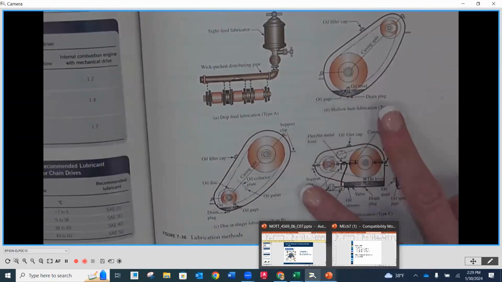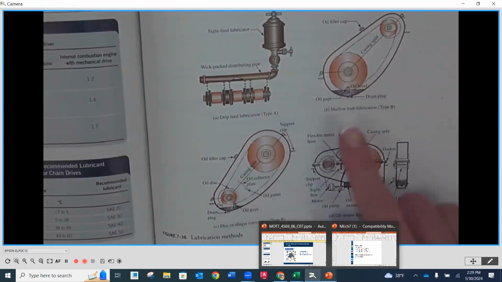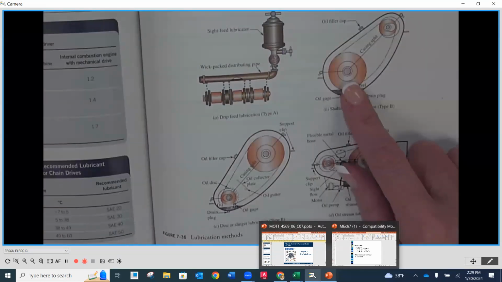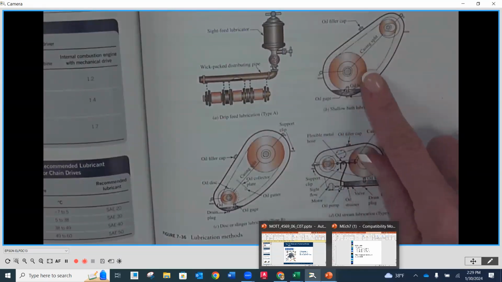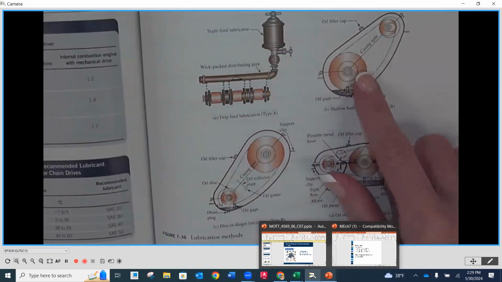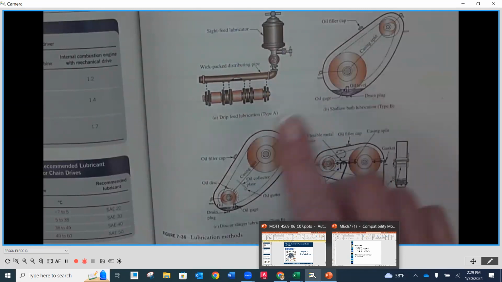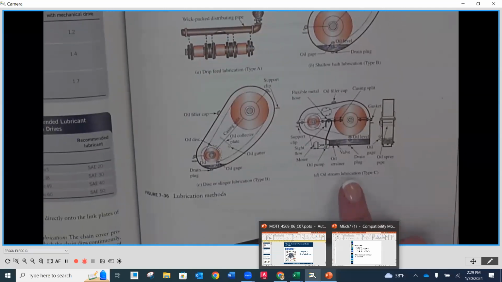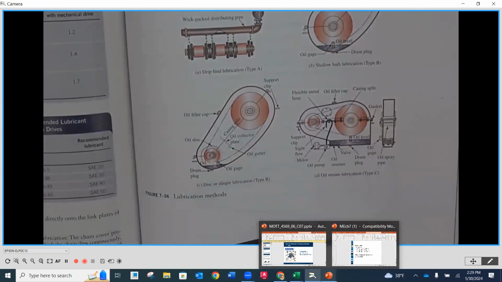The next ones, there are 2 different versions here. These are shallow bath or disc lubrication, where one of the sprockets actually goes through that bath, and by the nature of the chain and the teeth, it's going to pick up that lubrication and then lubricate the rest of the chain drive. And the last one is oil stream lubrication. Again, it's going directly onto the chain itself, and it's a continuous stream of oil in this case.